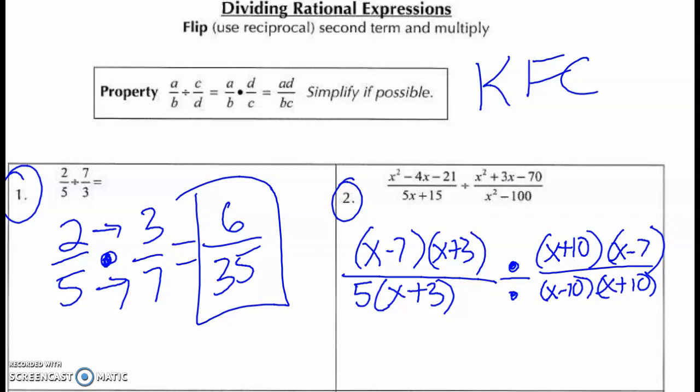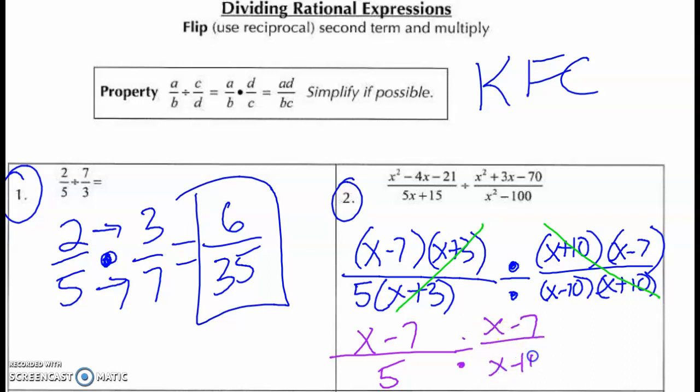Now, before I do anything else, in each of these fractions, we can do some canceling. These 2 things will cancel out of that fraction, and these 2 things will cancel out of that fraction. So I'm going to rewrite this as x minus 7 over 5. That's what we have over here. Now, in the other side, if we're doing division still, we would have x minus 7 over x minus 10. But we need to keep, flip, change.